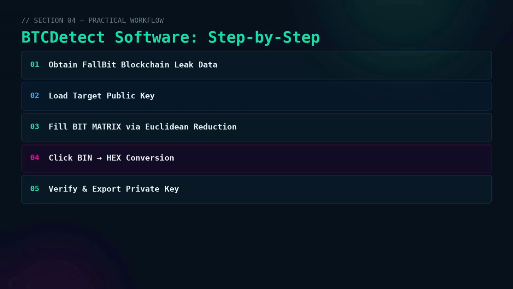After filling in all 256 cells, we get a private key in binary format. Next, the BTCDetect software performs the conversion when pressing bin, hex, and when launching certain conversion functions of the key. Let's take a detailed look at how it works in practice.